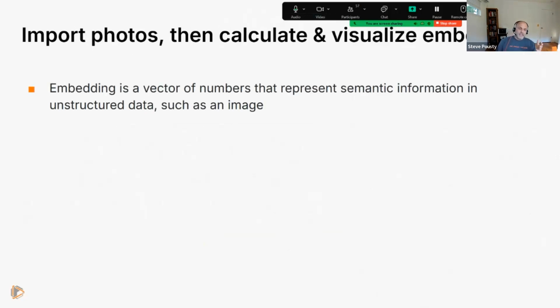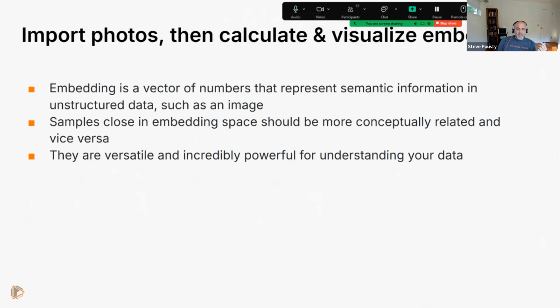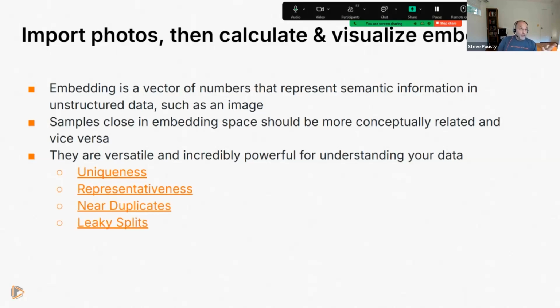So I already explained what embeddings are, right? They're that semantic information out of unstructured data. Samples close in embedding space should be more conceptually related, and vice versa. We know that. They're very versatile and incredibly powerful, because you can do things like we showed before, which is uniqueness, like how unique is each individual image in the dataset, how representative. Show me the near duplicates, because duplicates cause problems when you go to fit a model, or even near duplicates do.